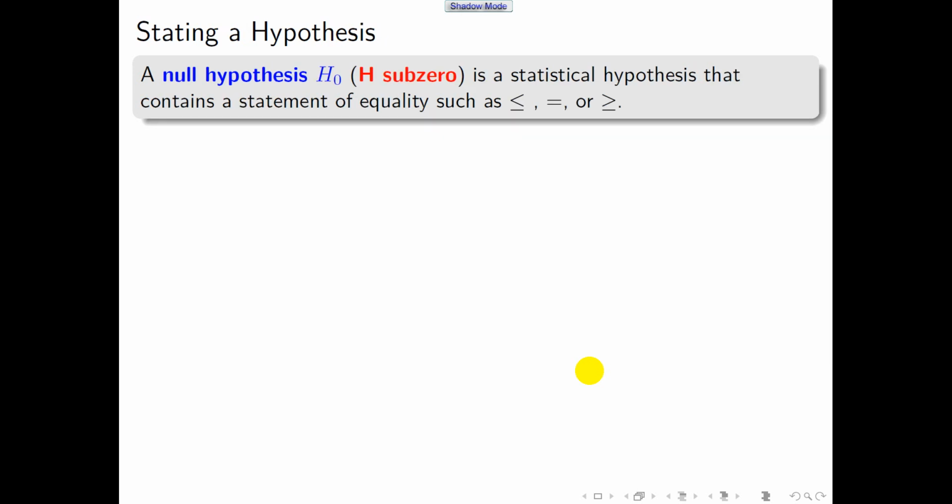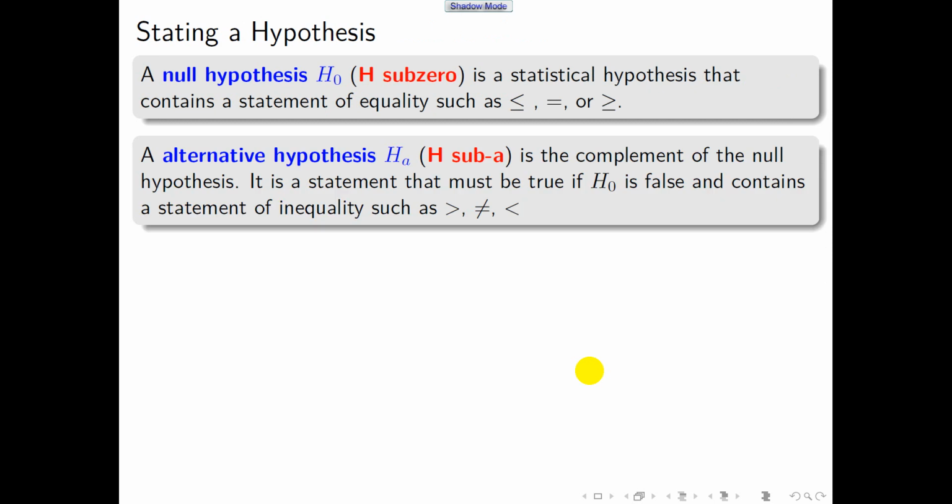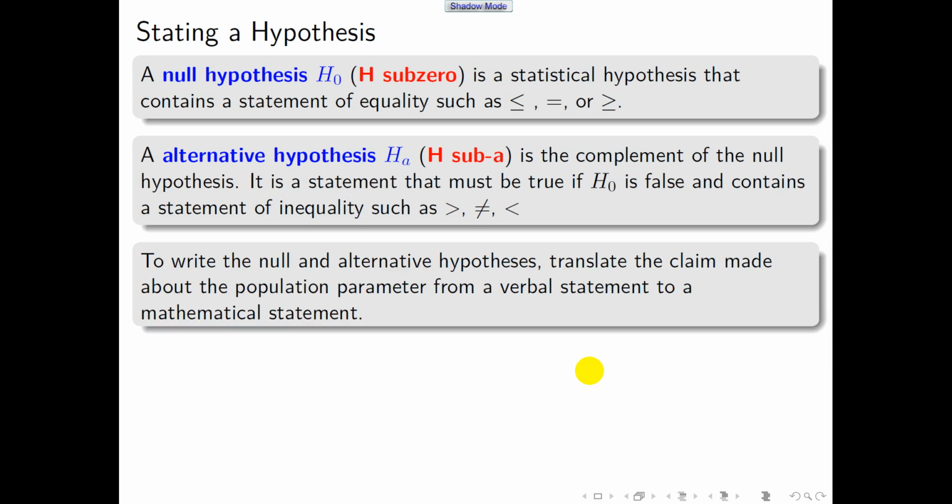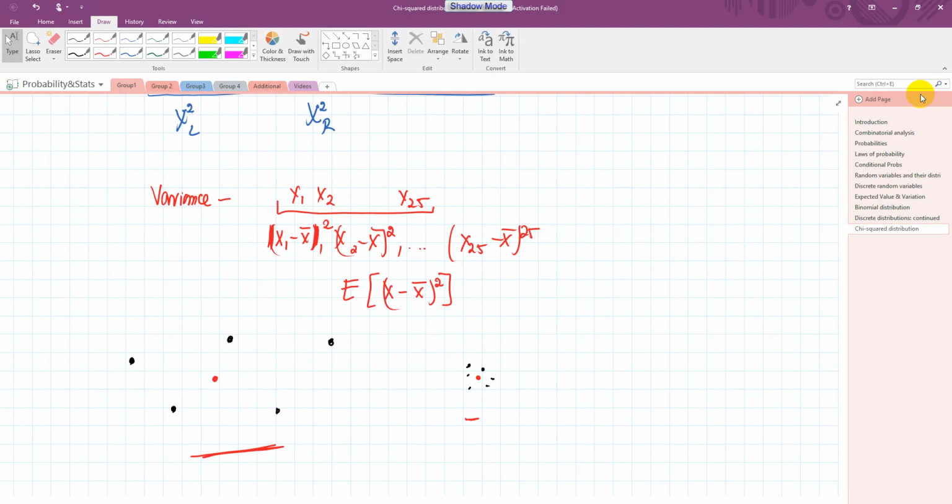So we are going to differentiate the two types of hypothesis. The null hypothesis is the statistical hypothesis that contains the statement with the equality sign. And the alternative hypothesis is the complement of the null hypothesis, okay? So in every problem we're going to have the claim, and for every claim, we're going to define the null hypothesis and alternative hypothesis, and we're going to define whether our claim is the null hypothesis or the alternative hypothesis. So as an example, let's consider this.